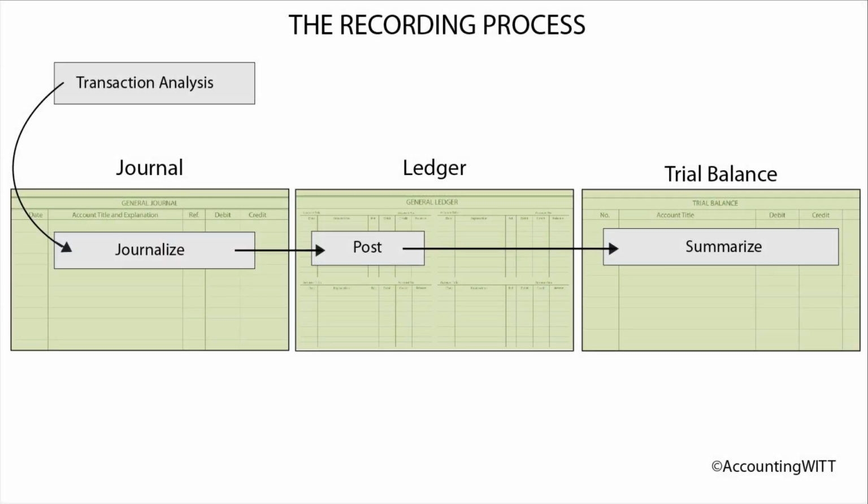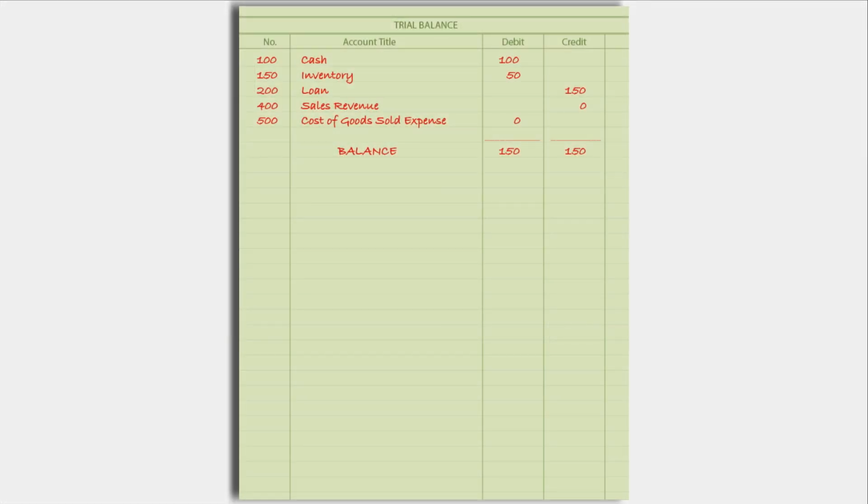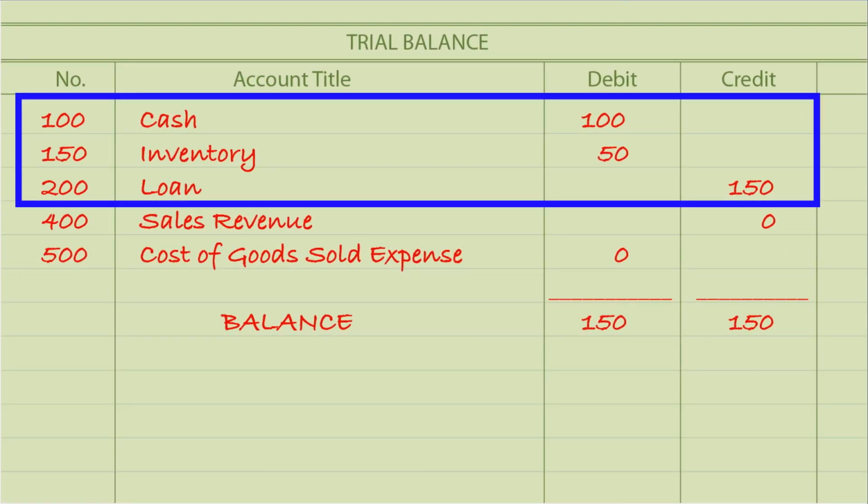The following is a simple illustration of the recording process. Let's assume we have the following beginning trial balance for a given accounting period. Notice that the balance sheet accounts have a balance before any of the current period transactions have been recorded. These balances remain from prior periods.